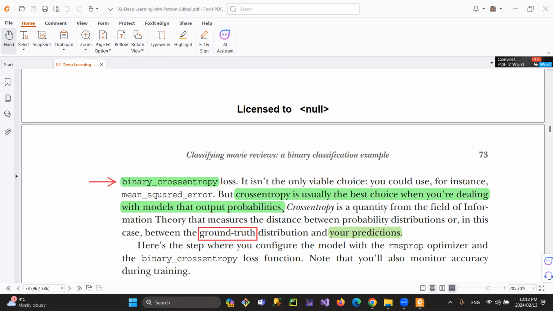Let's just read this one. It says that cross entropy is usually the best choice when you're dealing with models that output probabilities, but it's not the only one. It says that cross entropy is a quantity from the field of information theory that measures the distance between probability distributions, or in this case, between the ground truth, if it is positive, negative, and the level of the positive or negativeness in the message that you calculate.